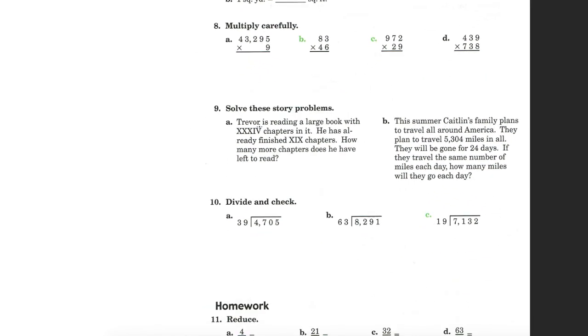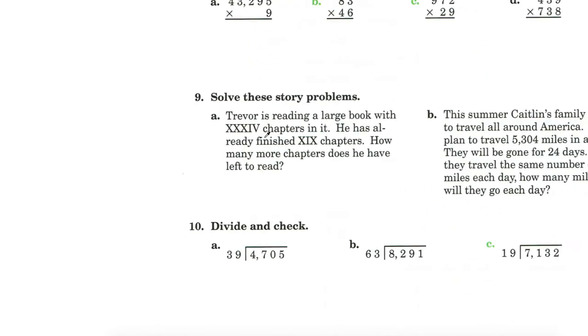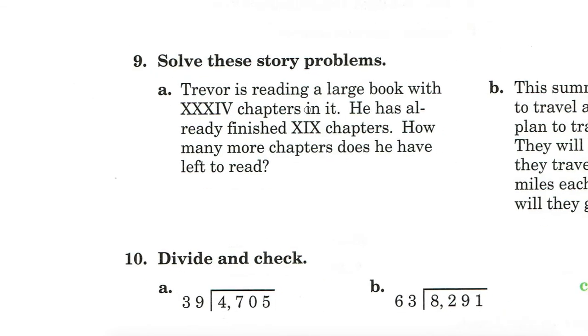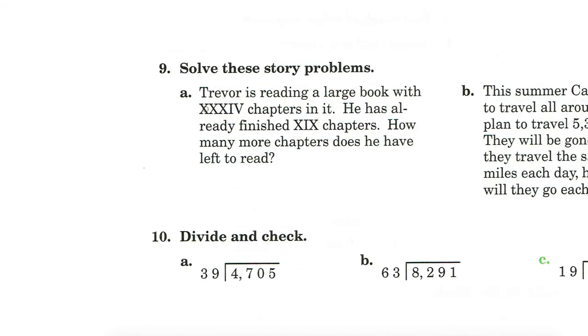Okay, word problems. Everybody's favorite. Solve these story problems. Trevor is reading a large book with, whatever his Roman numeral is, 34 chapters in it. He has already finished 19 chapters. How many more chapters does he have left to read?